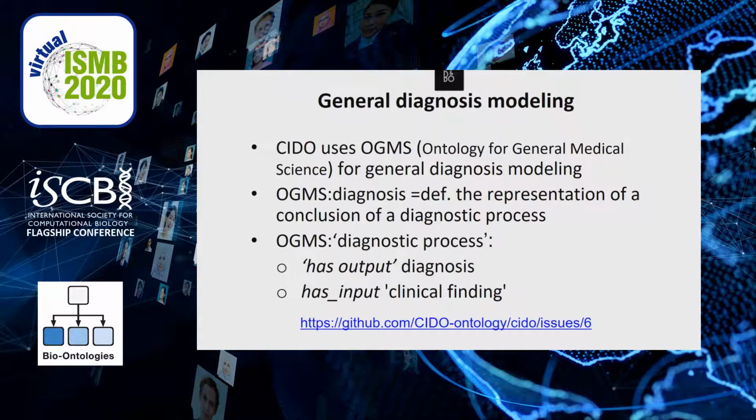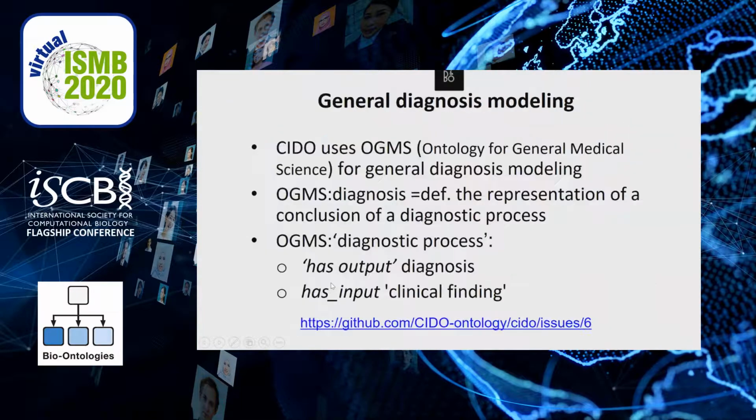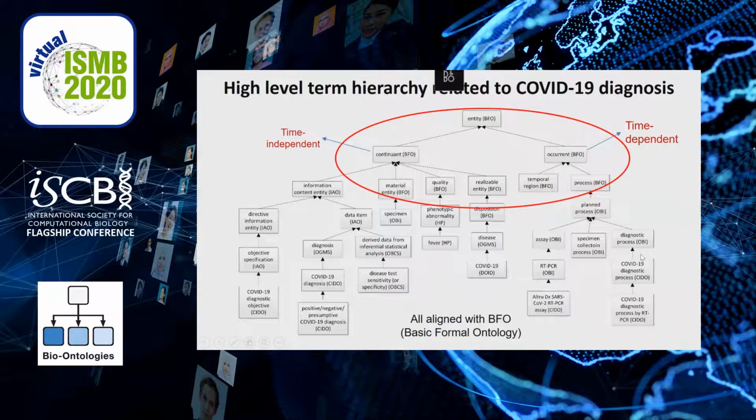So in here we have a general modeling. Indeed, we follow the OGMS model for the general diagnosis modeling. OGMS is the Ontology for General Medical Science. In OGMS, diagnosis is defined as the representation of a conclusion of a diagnostic process. So it's basically a conclusion. It's like the data, as you see here, which is the conclusion. And then we have the diagnostic process, as you see here as well, is a process.